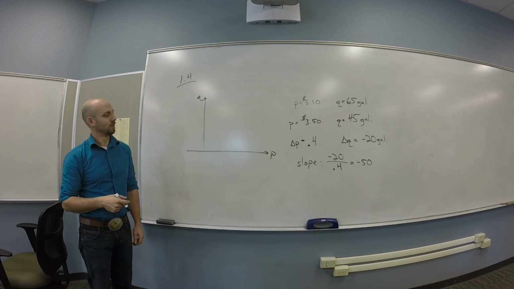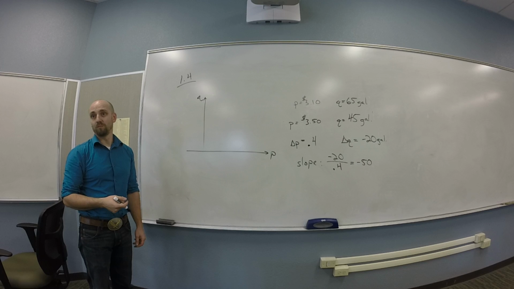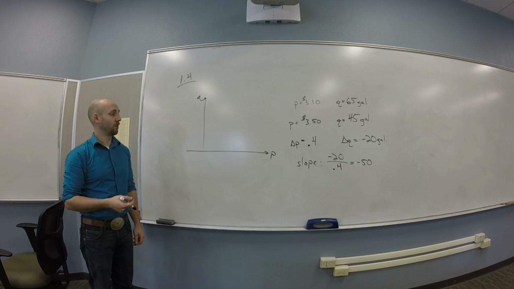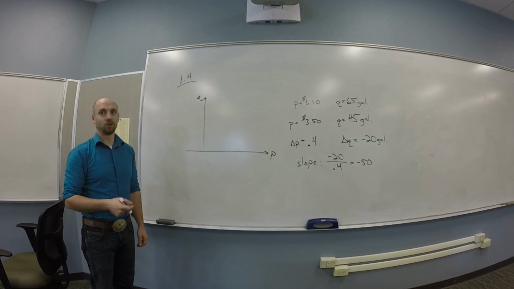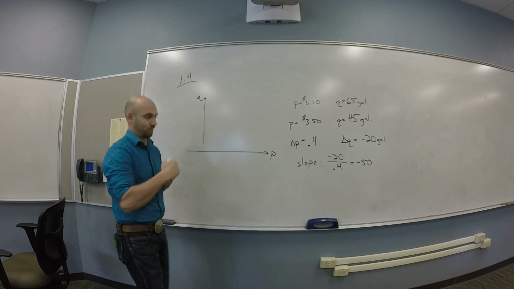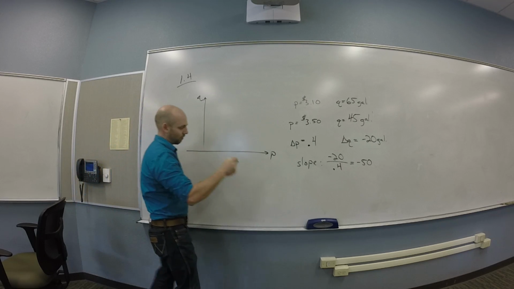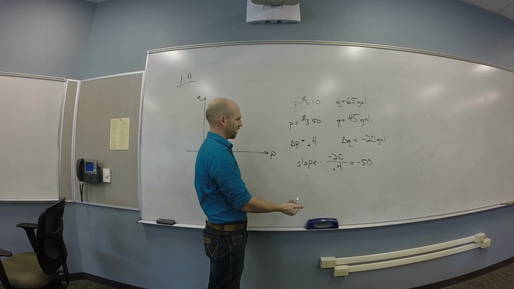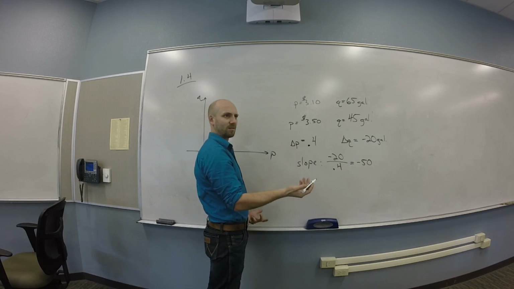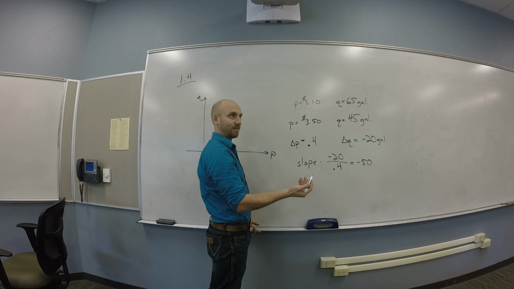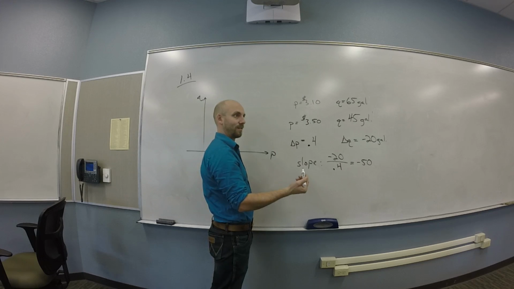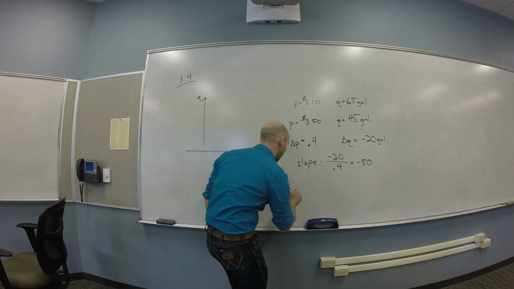Now, where do you get your equation for your line? Just pick a point. Which point do you want? $3.10, 65. Sure, the first one, because who cares? So, what should I be writing? 65 gallons equals negative 50 times the price plus B. Oh, you're doing the weird way. Okay, sure, we can do the weird way.